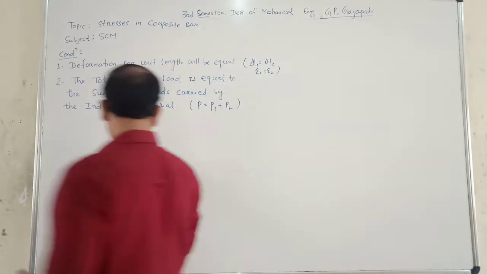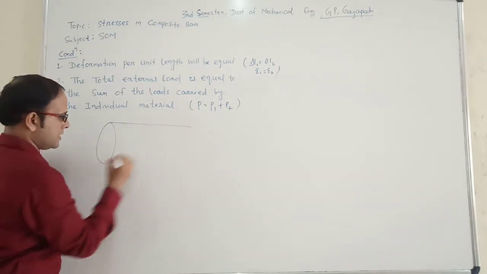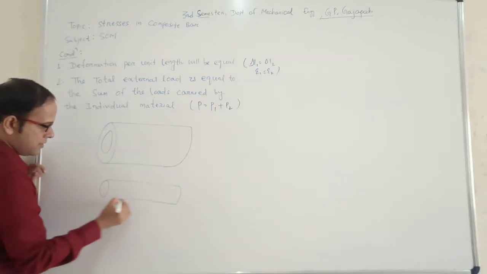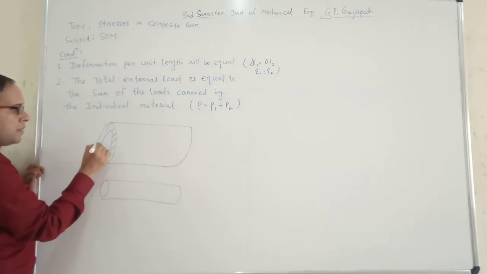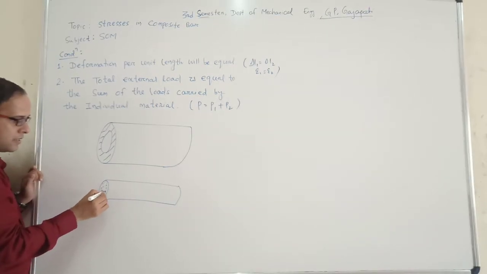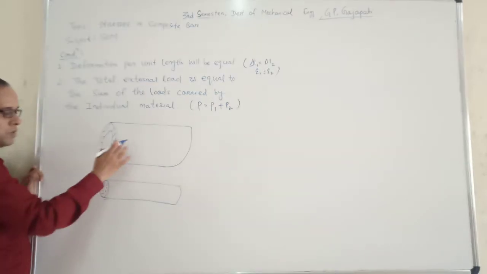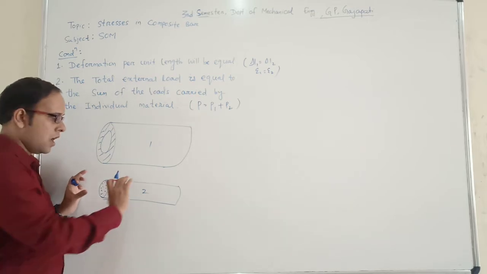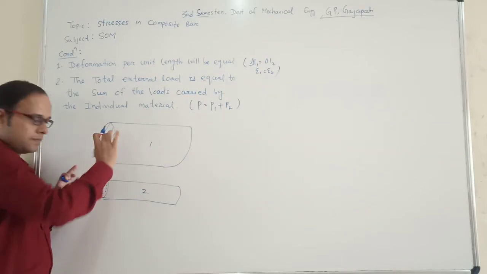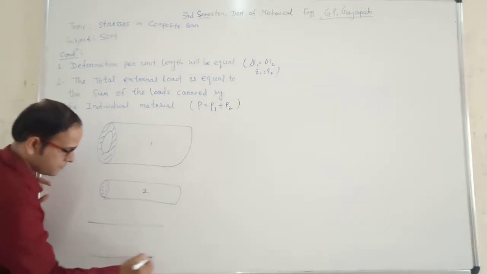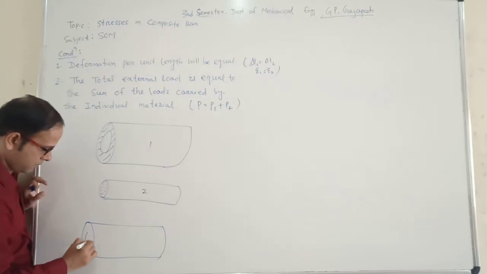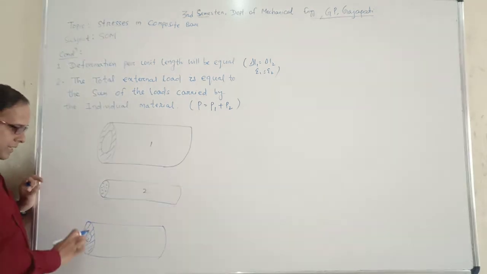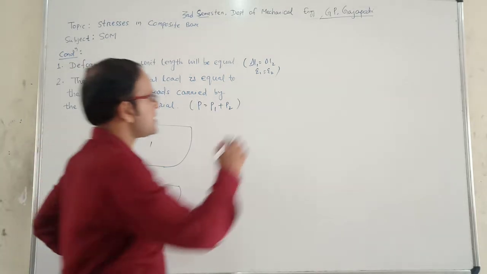How will we make it? Suppose there is a hollow cylinder, and I am having another cylinder. This is made up of one material and this is another material. Now I will join these two. This is cylinder number 1. This is cylinder number 2. I put this cylinder inside this. So what will I get? After putting this cylinder, I will get this one.